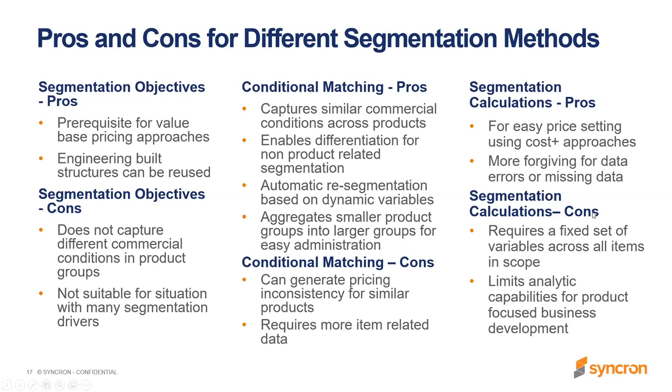The con is that it requires a set of variables across all items in scope. So, therefore, when gathering a lot of data for items, you're probably better off using some more refined segmentation or conditional matching approach. And when you group them together in these relatively big groups, you have limited analytical capabilities to do product-focused business development on them.